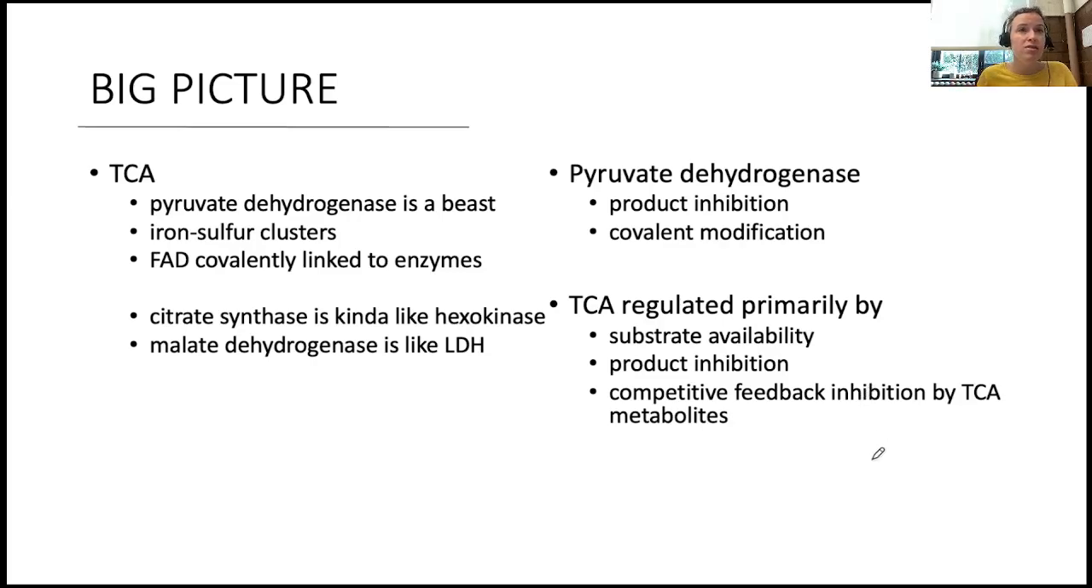We have walked ourselves through the citric acid cycle. Pyruvate dehydrogenase complex comes before. It's a massive protein complex. We learned about some new cofactors and how they work. We learned about some similarities between the TCA and glycolysis. We focused then, folks, on the regulation at pyruvate dehydrogenase and through the TCA.